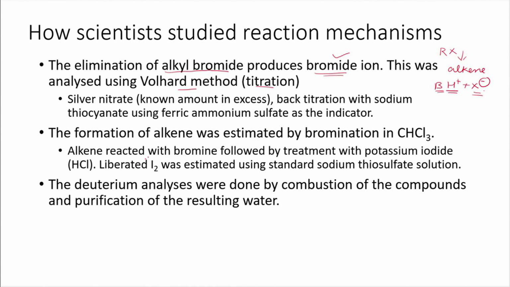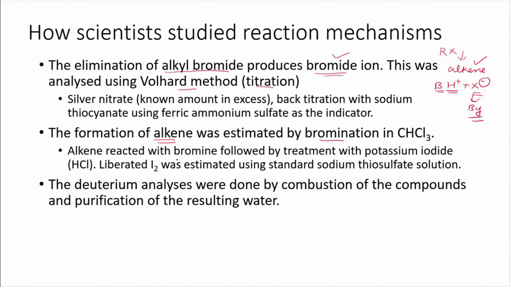And also the formation of the alkene, because we only looked at the formation of the bromide ion, which is the byproduct. This is not the main product. So, this is only the byproduct in the reaction, but alkene is also formed in the reaction. So, how do we know how much of the alkene is formed? So, that can be estimated using bromination in chloroform.